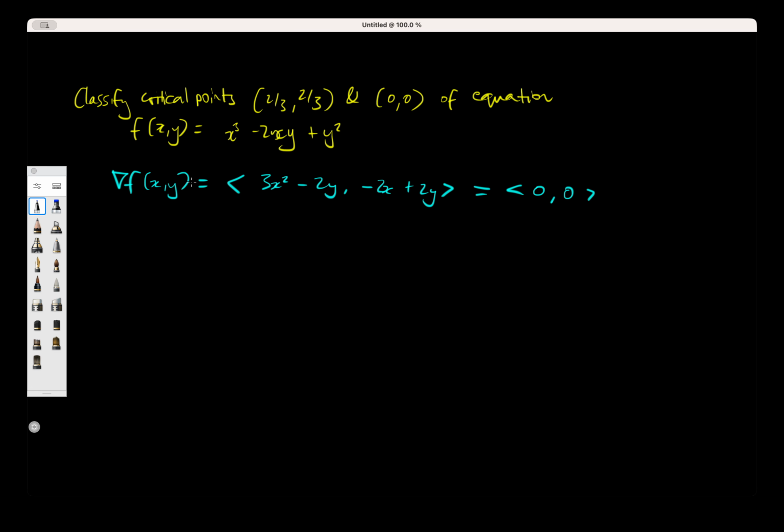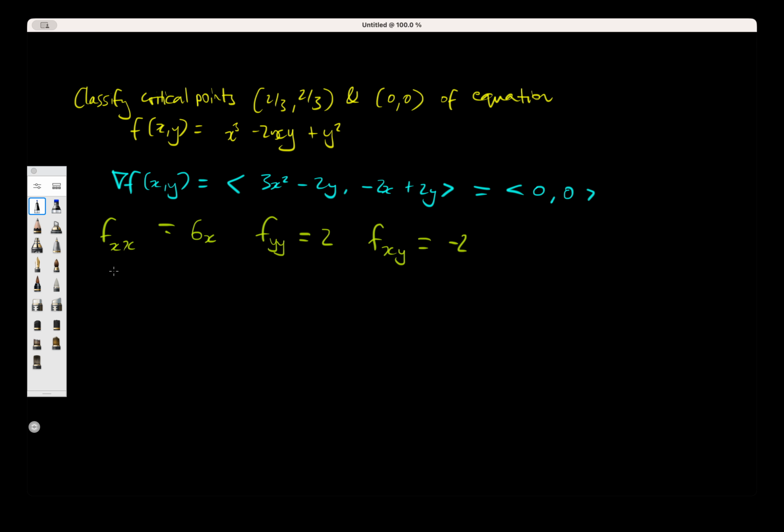Now, to actually classify these critical points, we need to find f sub x x, which equals 6x, f sub y y, which equals 2, and then f sub x y, which could also be written f sub y x, and that is just going to be minus 2. Okay, so now let's actually take these critical points.